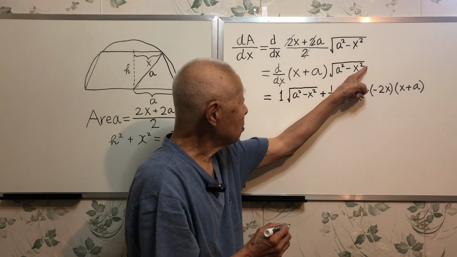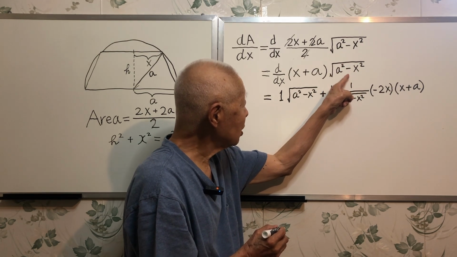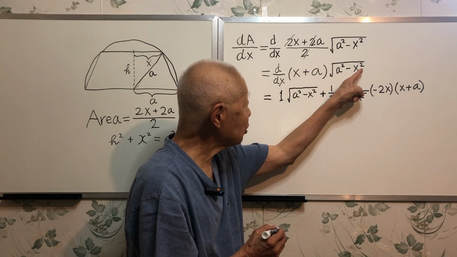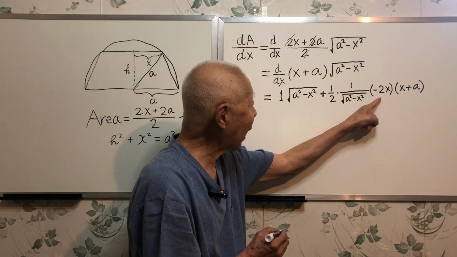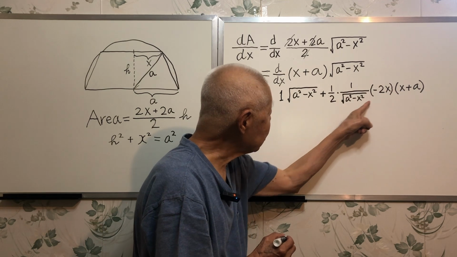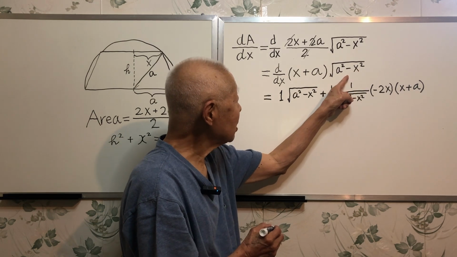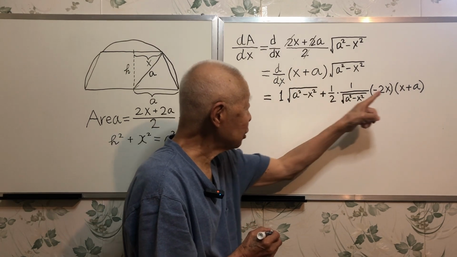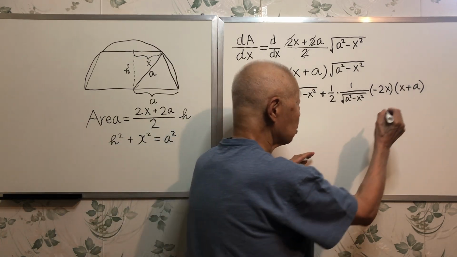Chain rule multiplies the derivative of a squared minus x squared. The derivative of a squared is 0. The derivative of minus x squared is minus 2x. This part is the chain rule. So this whole thing is the derivative of this part, and by the product rule, I must multiply this bracket. So that's the product rule. And this is equal to 0.